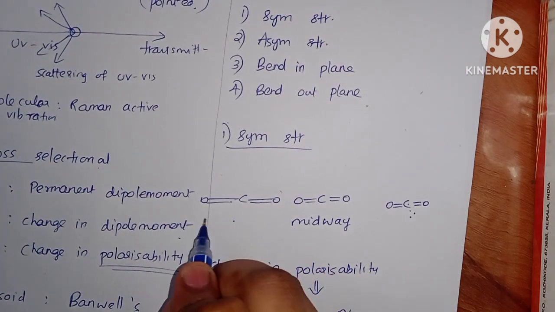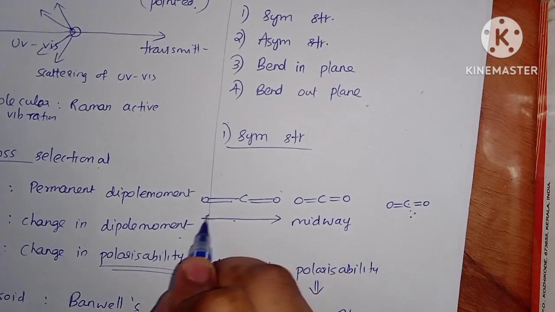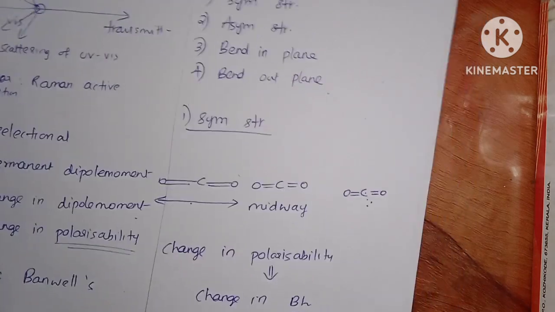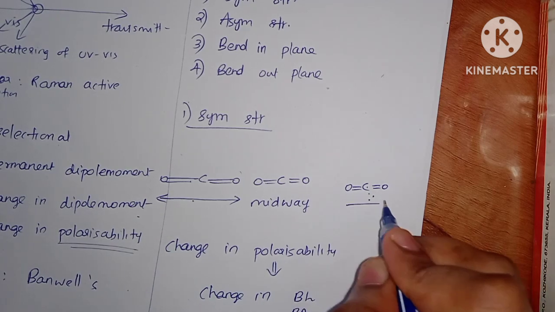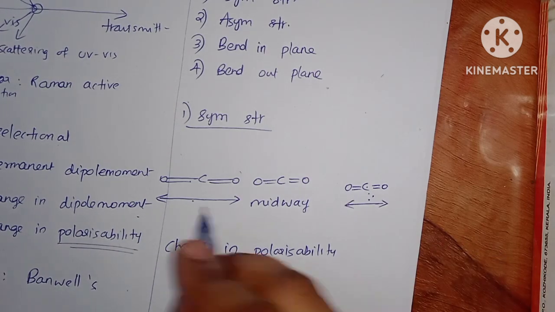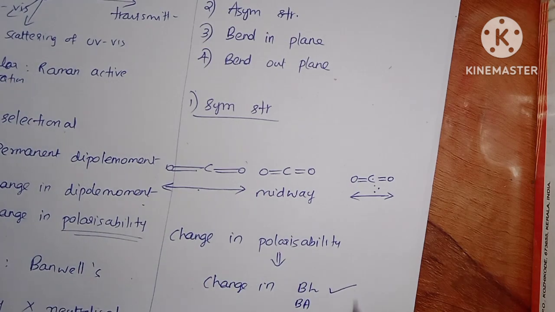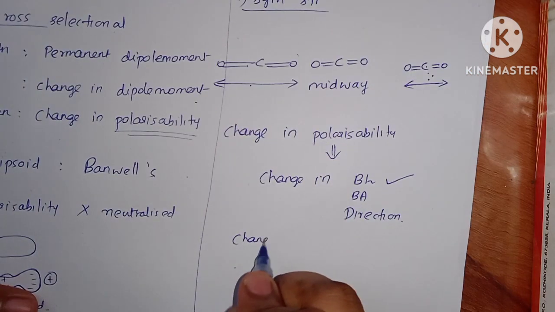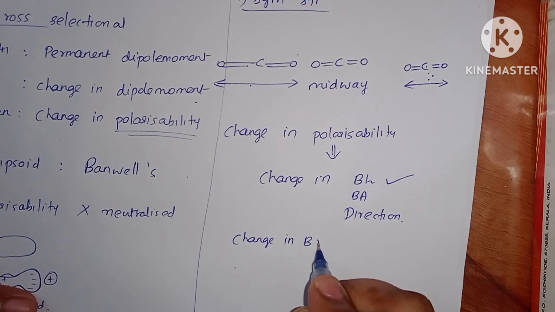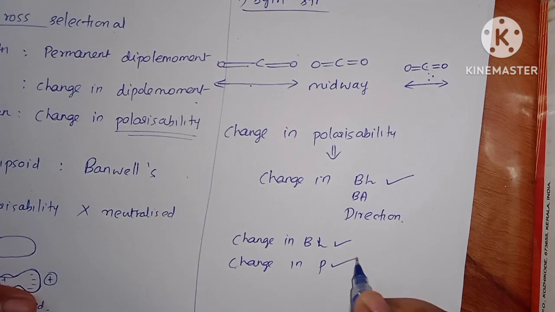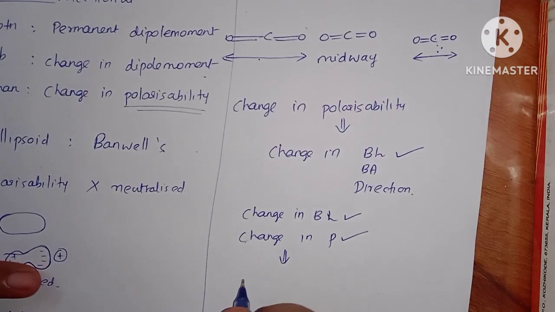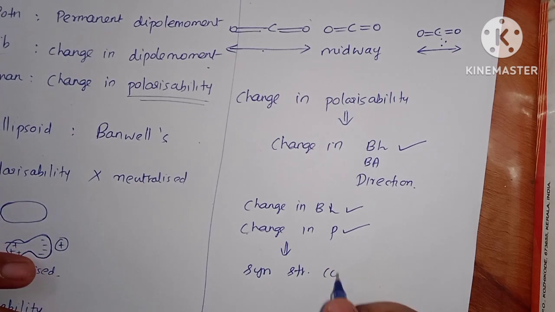So first let's take bond length. Here the overall bond length of the molecule is this much, the total bond length we are considering, but after vibration, or during the vibration, it changes to this much smaller. That means there is a change in bond length. So if there is a change in bond length, we can say there is a change in polarizability. So this symmetric stretching mode of vibration of the CO2 molecule is Raman active.